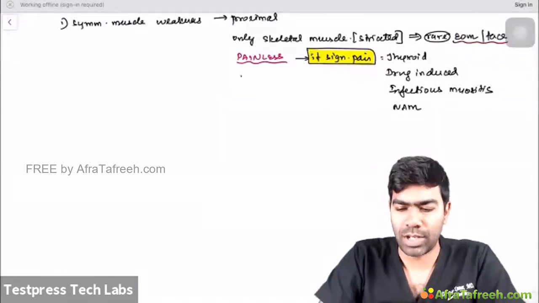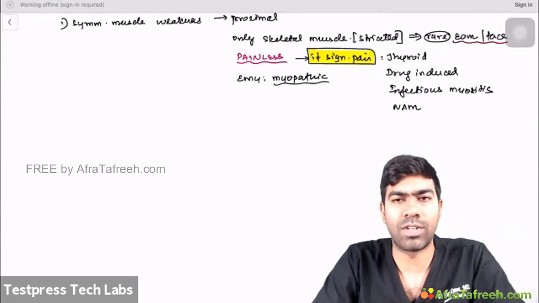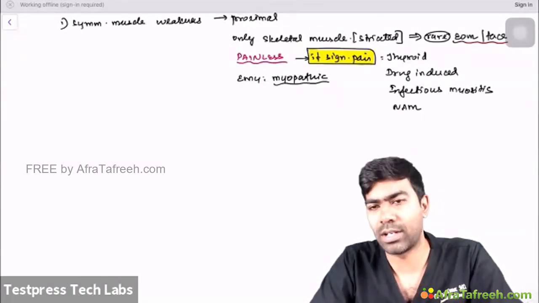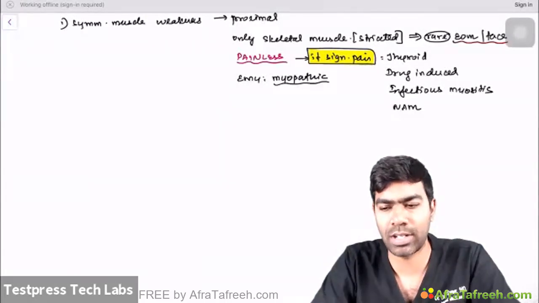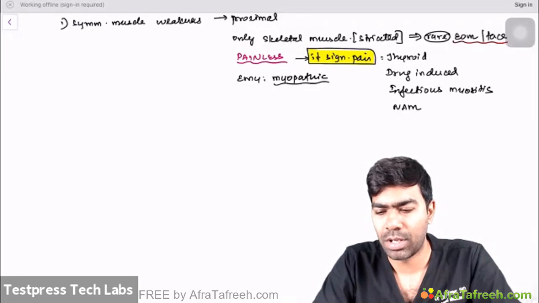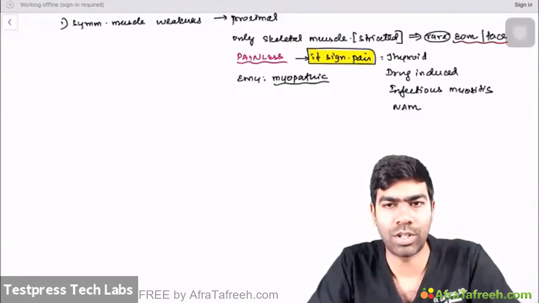Whenever you do an EMG, as I told you, you'll get a characteristic myopathic potential. And the enzymes of muscle damage, that's what you can tell, because there will be more of inflammation than necrosis here. So whenever you do an enzyme assay that is involved in diagnosing injury to the muscles, they will be elevated.